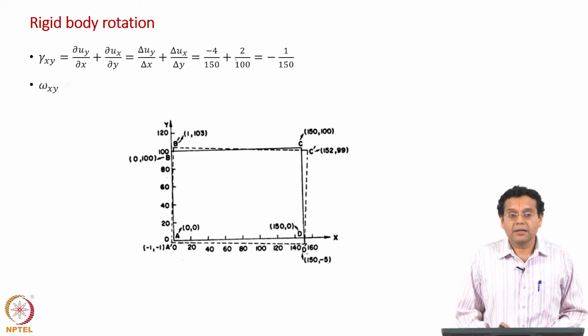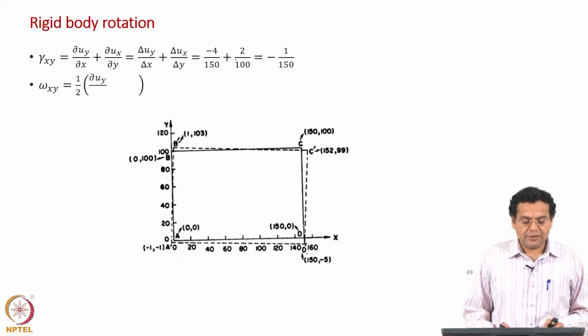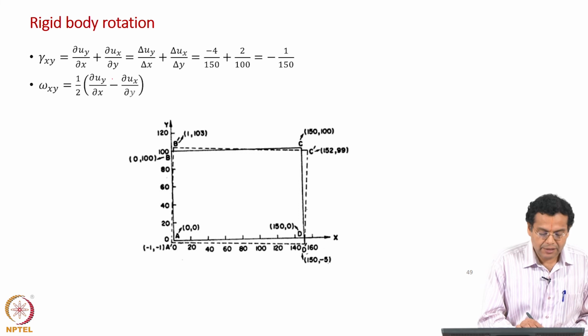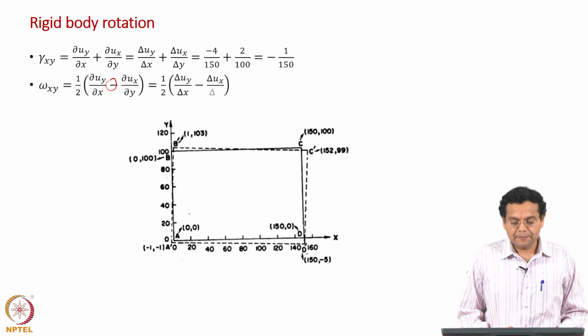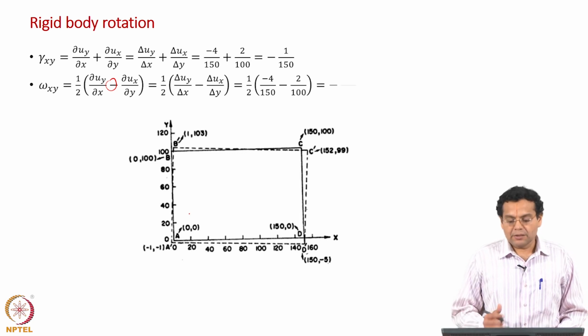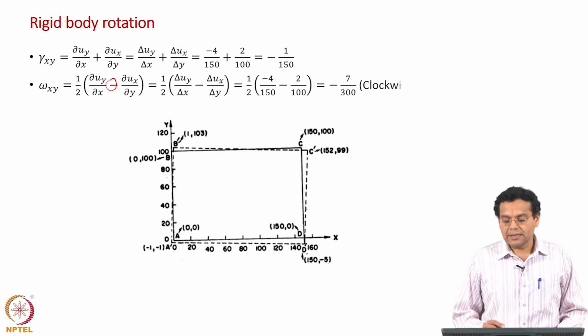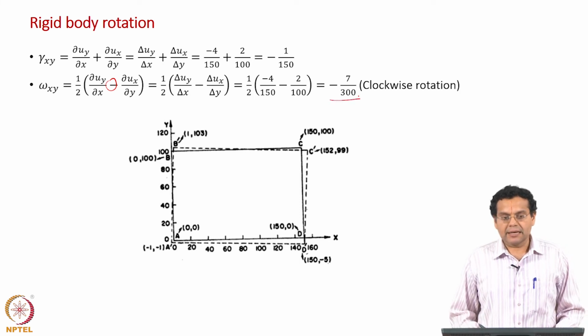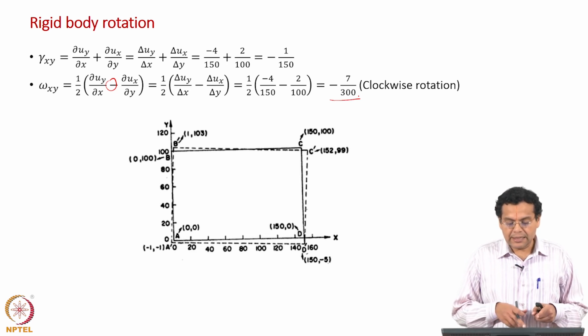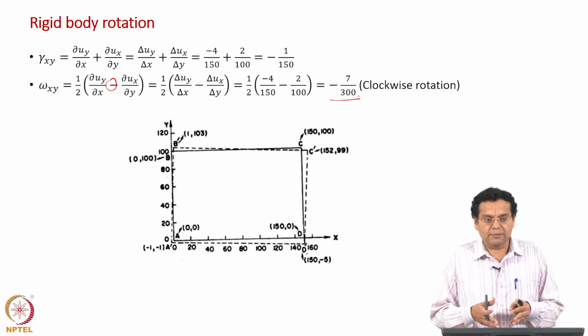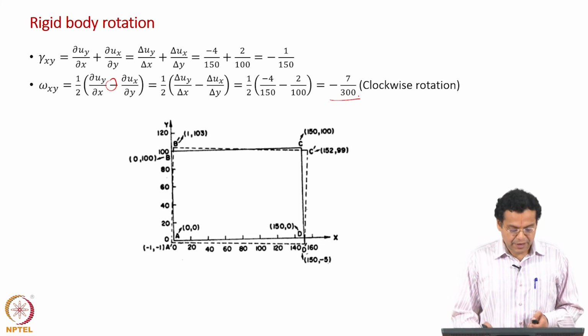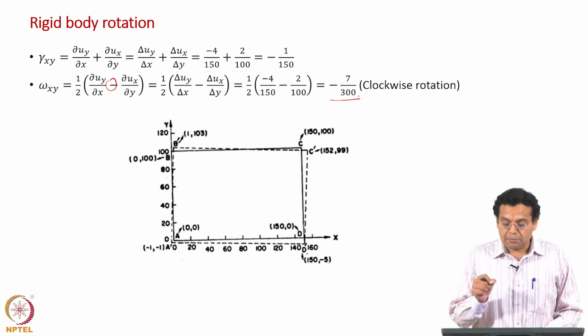Now, for the case of rotation, it is half the same two terms here with the negative sign. So, half into, writing in terms of delta, half into minus 4 by 150, earlier it was plus, now it is minus, and then 2 by 100, giving us minus 7 by 300. It is a negative sign, which means clockwise rotation, and if you compare A, B, C, D and A dash, B dash, C dash, you see a clockwise rotation. So, that is in line with what we observed. Once again we have quantified rigid body rotation based on measured coordinates.